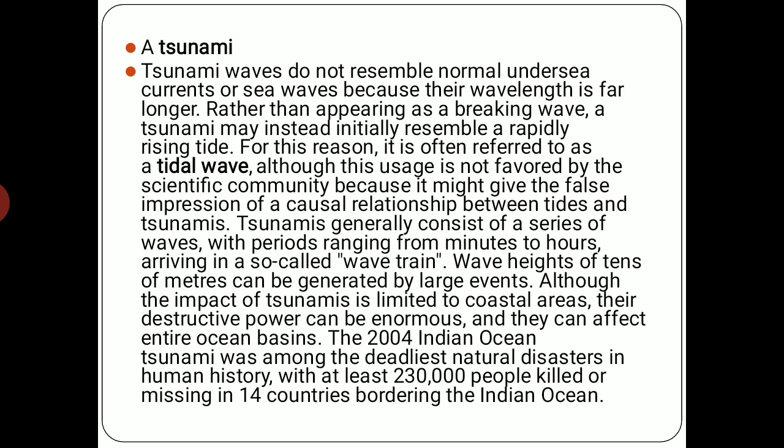When a tsunami strikes, it consists of a series of waves. It's not one or two waves, but a series of waves with periods ranging from minutes to hours. So it is also called a wave train at times, because one by one the waves keep on coming, and wave heights of 10 meters can be generated by large events.